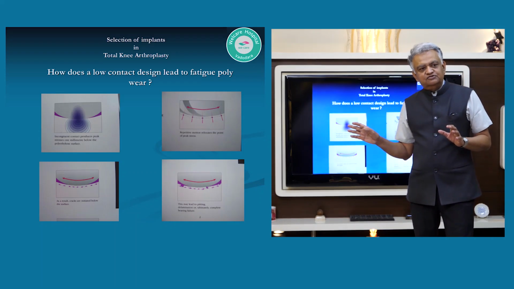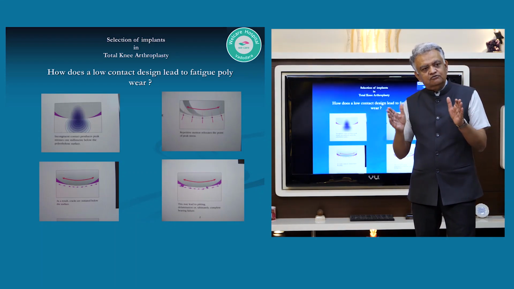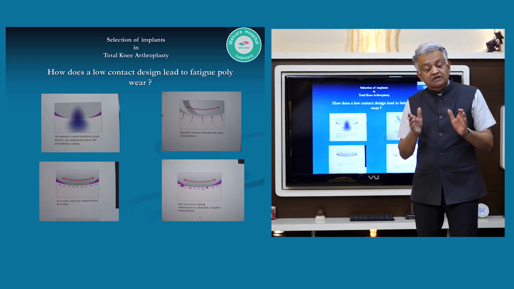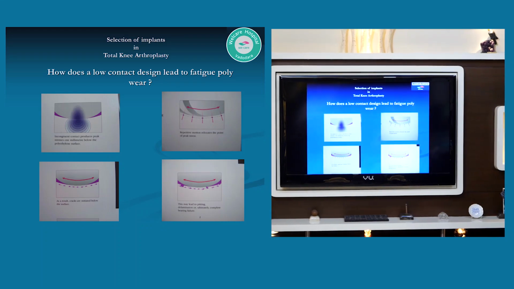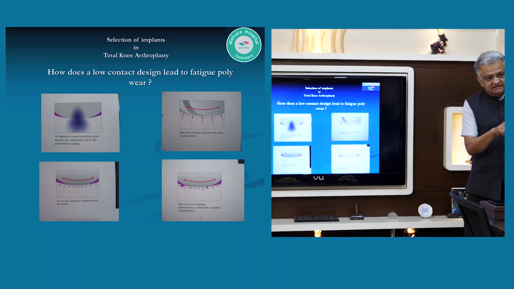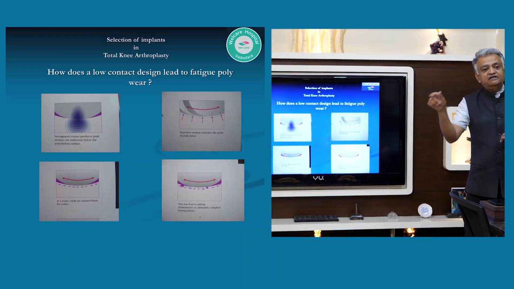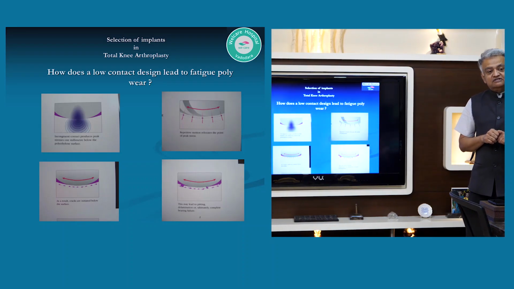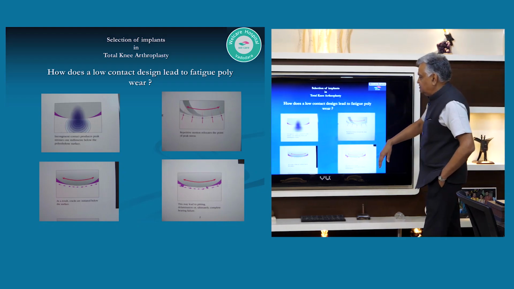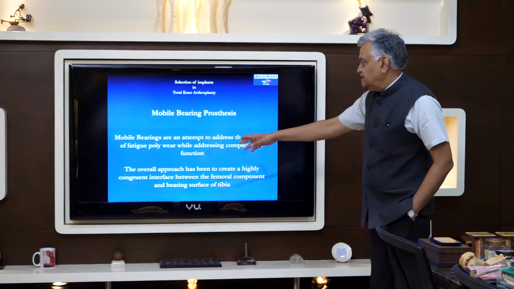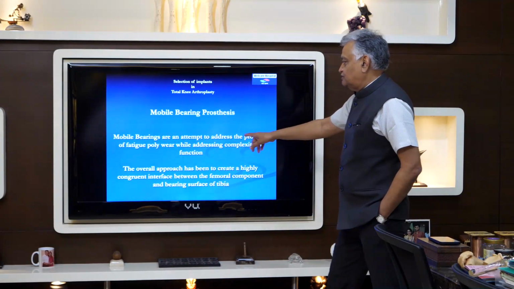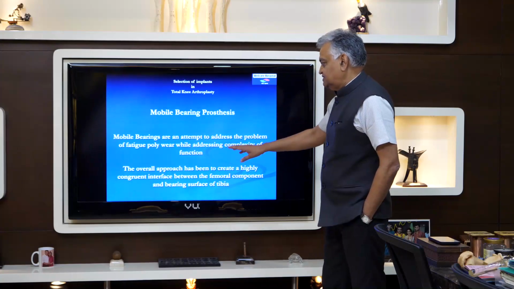So most joints today of a fixed bearing nature have compromising issues. But they said that I will continue with the advantages of round on round, but bring in a design change which will protect the poly in terms of its other wear. So that is the next reason. So how did they do it? Bringing in the mobile bearing. So mobile bearings are an attempt to address the problem of fatigue poly wear while addressing the complexity of function.